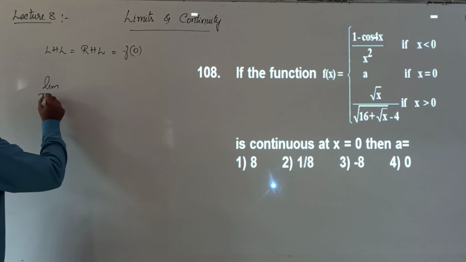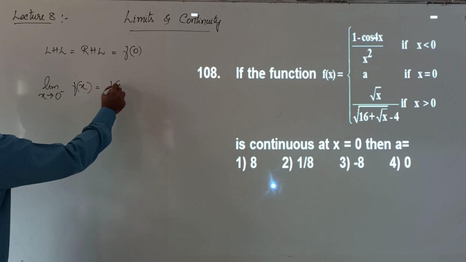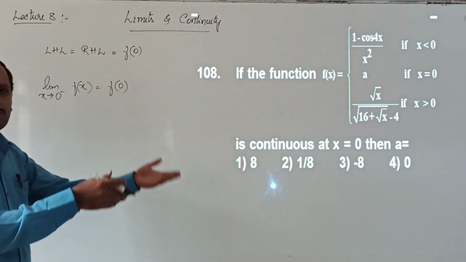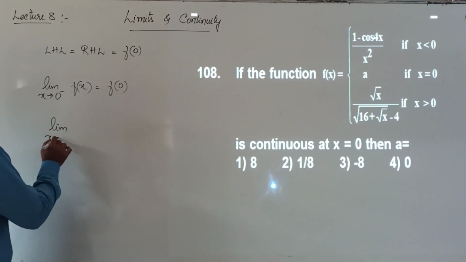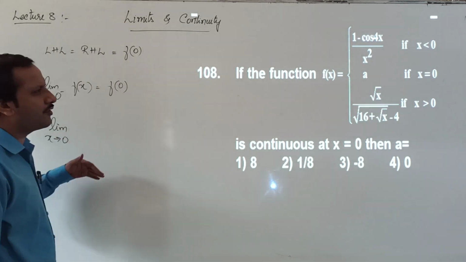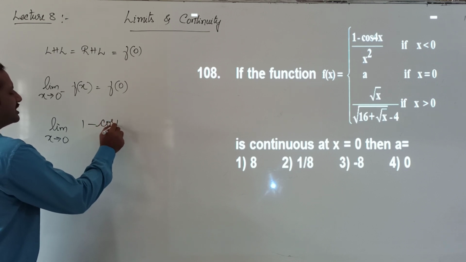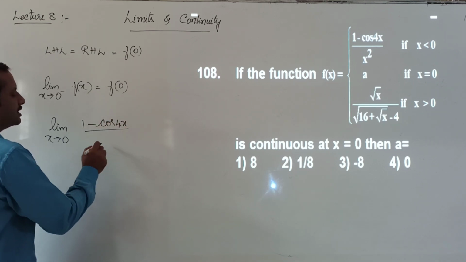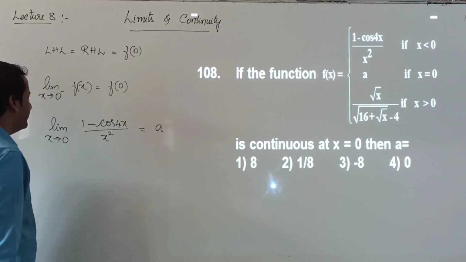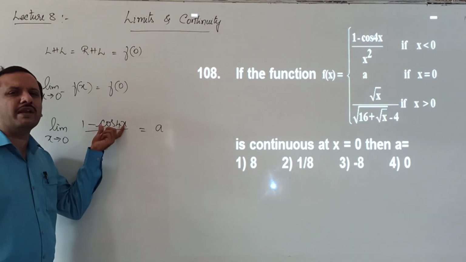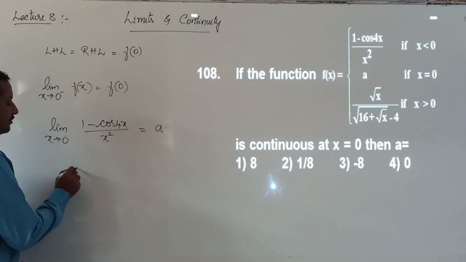Left hand limit is limit x extends to 0 minus f of x. That's equal to f of 0. Right? Of course, it is also equal to the right hand limit, which we don't have to prove. So now limit x extends to 0 minus, x is approaching 0 from left side, means x is less than 0. When x is less than 0, the function is defined as (1 minus cos 4x) divided by x square. This is equal to f of 0. F of 0 is a. If I directly apply the limit here, we get 1 minus cos 0. Cos 0 is 1, 1 minus 1 is 0. 0 by 0 is an indeterminate form.